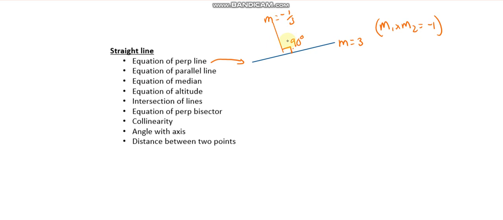Parallel lines, they never meet. Parallel lines over here, they share the same gradient, so they're never going to meet. So if this is m equals 2, this is going to be m equals 2 as well. Very straightforward. The next point, so we've got a median, an altitude, and I'll nip down here to perpendicular bisector.